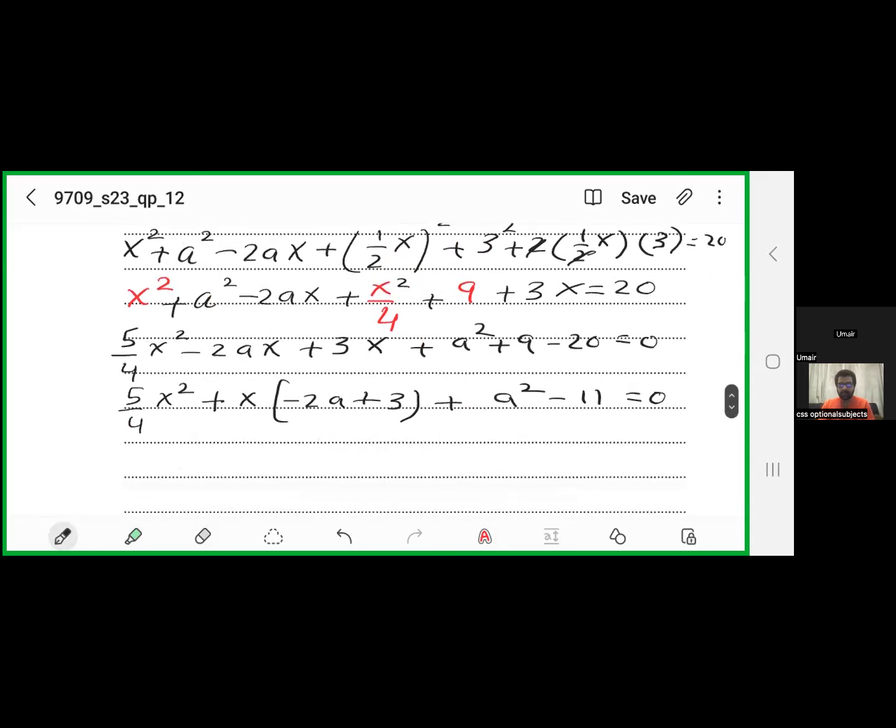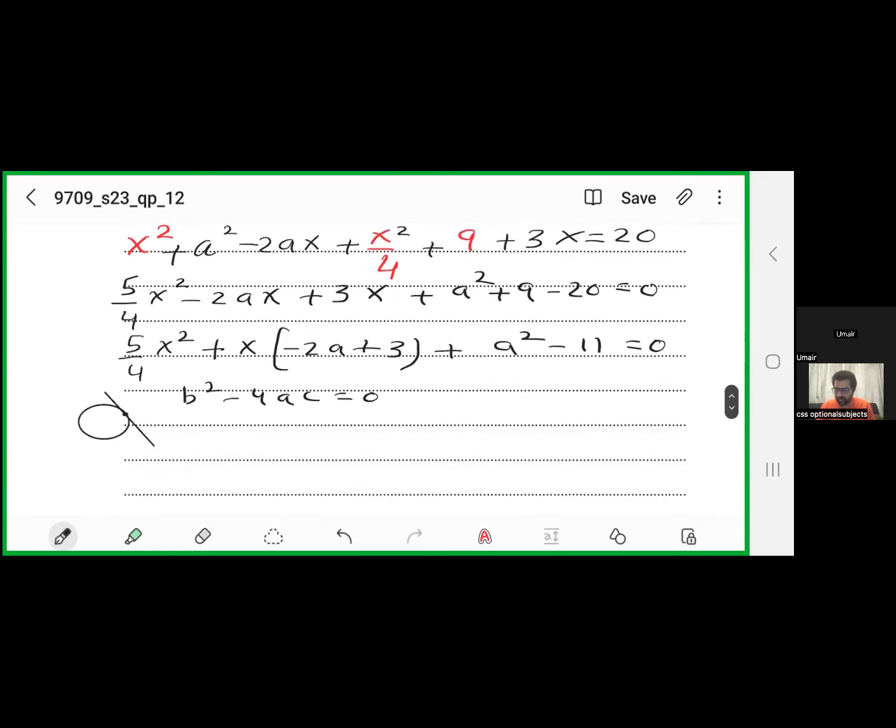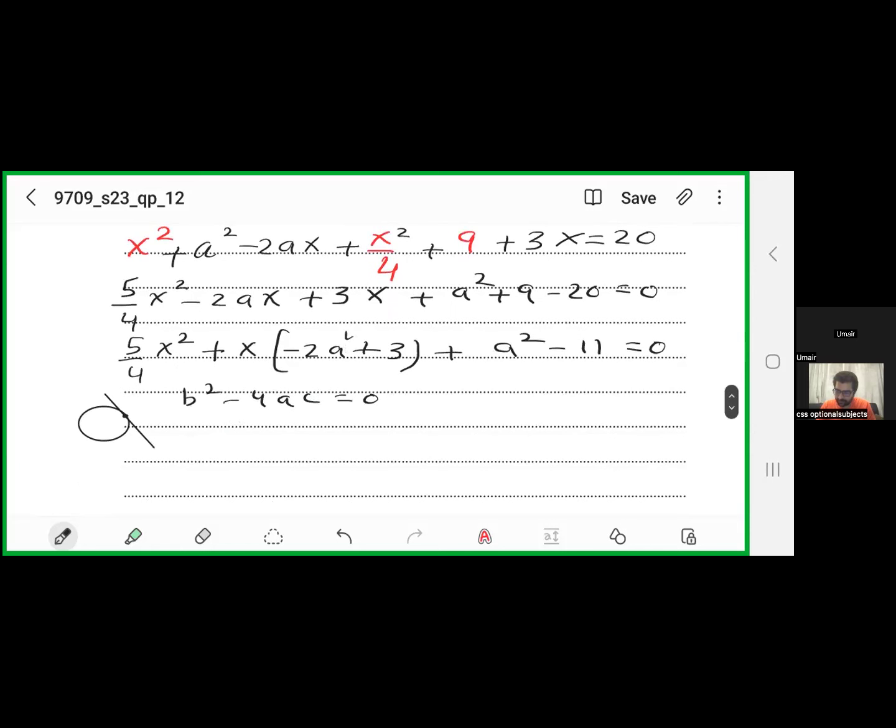Okay, great. So you have this equation now, and we can work on this equation because the circle is there and the tangent is passing through the circle through one point. So we will be using b square minus 4ac is equal to 0 to find the value of a. B is this thing, so minus 2a plus 3 whole square minus 4. A is 5 over 4. C is a square minus 11.